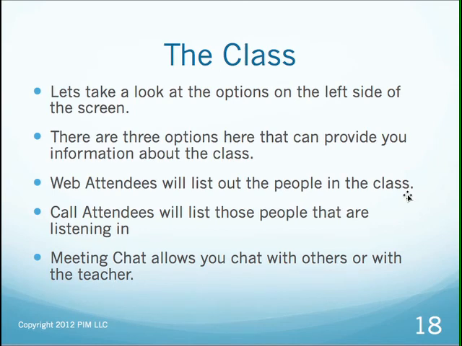So now let's take a quick little look at the options on the left-hand side of the screen. There are 3 options here that can provide you information about the class. The first one is called Web Attendees. This will list out the people that are currently in the classroom. The Call Attendees will list the people that are listening in. So if you're a web attendee, you'll also be listed as a call attendee. And finally, the Meeting Chat. This will allow you to chat with me or the instructor or with anybody else in the classroom.